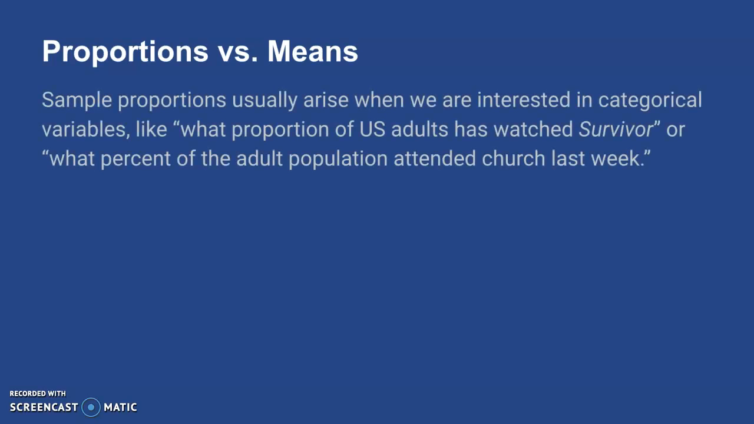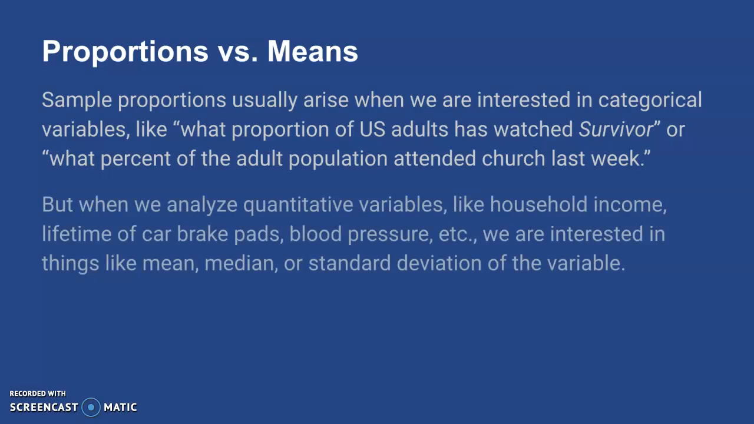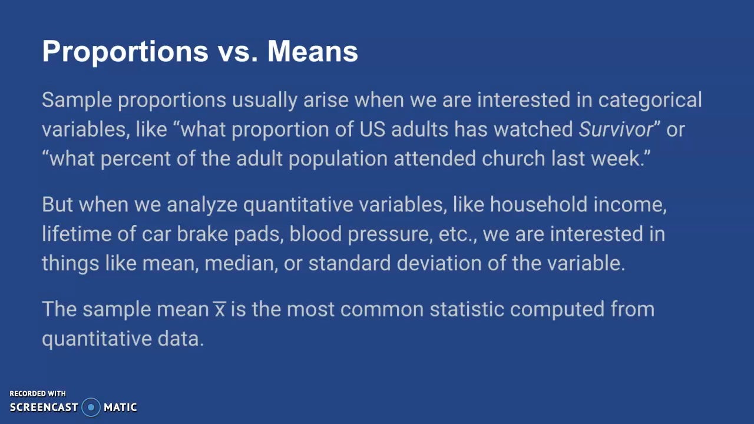Sample proportions usually arise when we are interested in categorical variables, like what proportion of US adults has watched Survivor, or what percent of the adult population attended church last week. But when we analyze quantitative variables like household income, lifetime of car brake pads, blood pressure, etc., we are interested in things like the mean, median, or standard deviation of the variable. The sample mean, x bar, is the most common statistic computed from quantitative data.